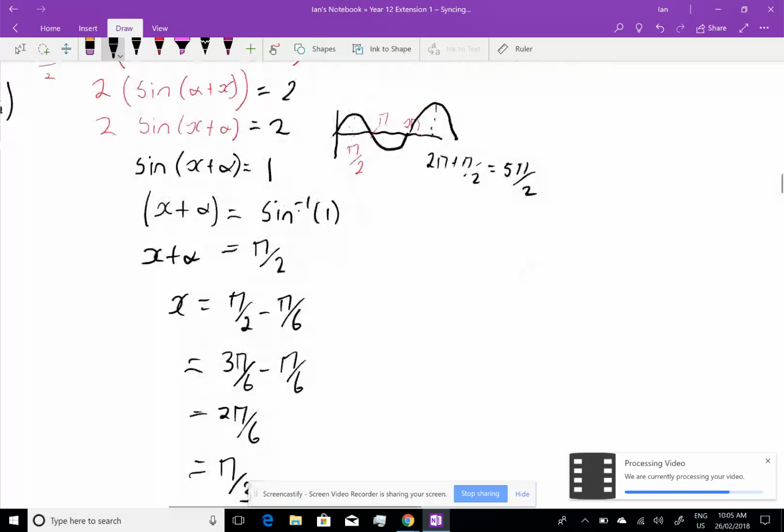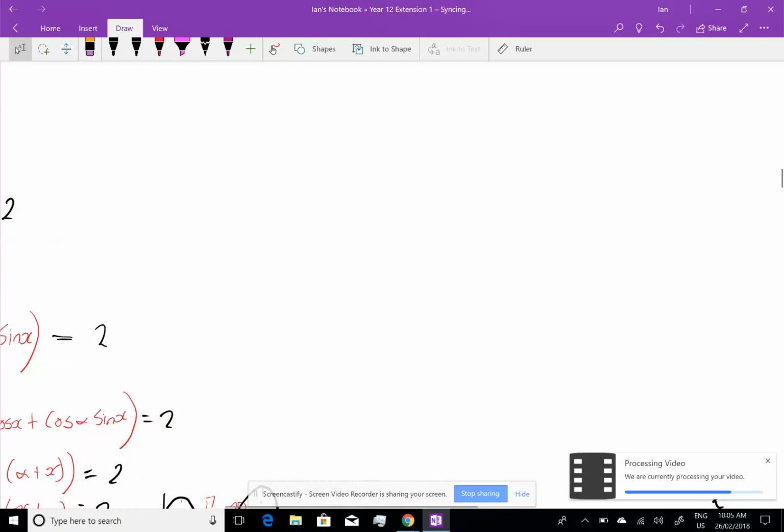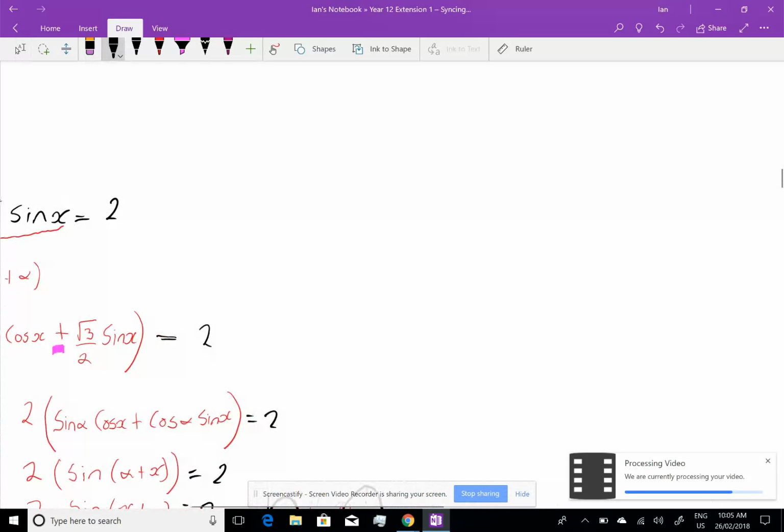Now, the alternate way to do this is with the t formula. This is a method I stuffed up. Let's take it again using the t formula. So what was our equation again? cos x plus root 3 sine x equals 2.